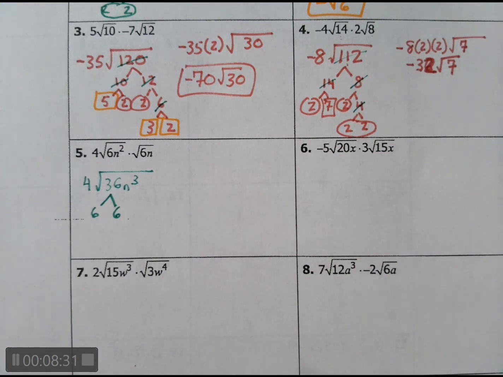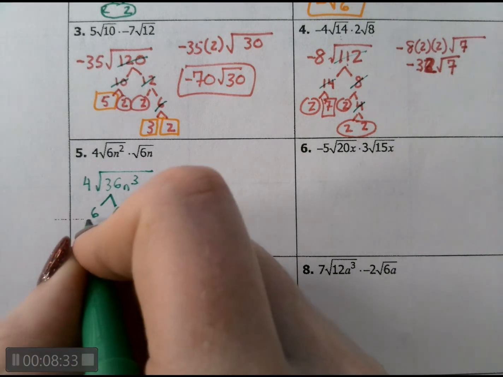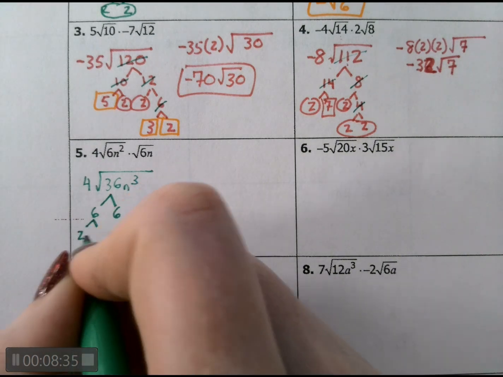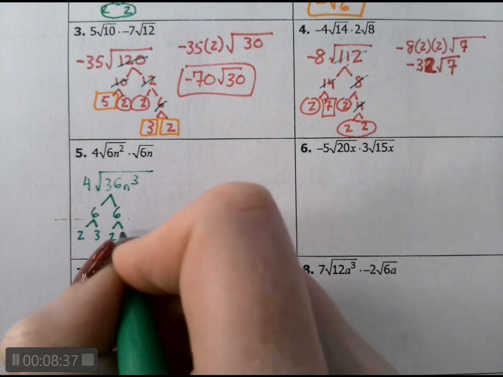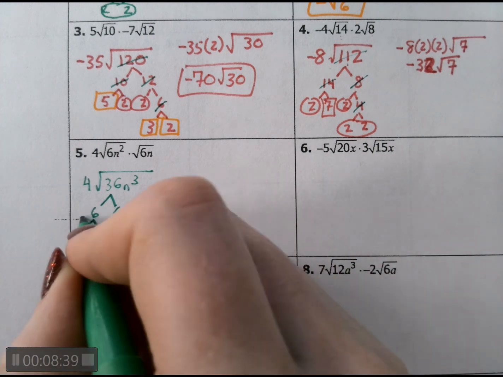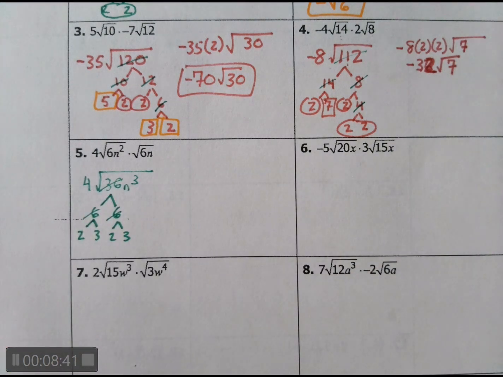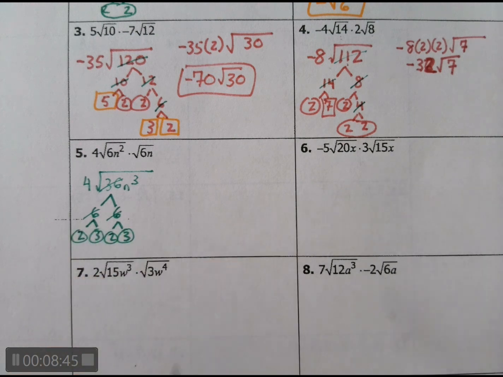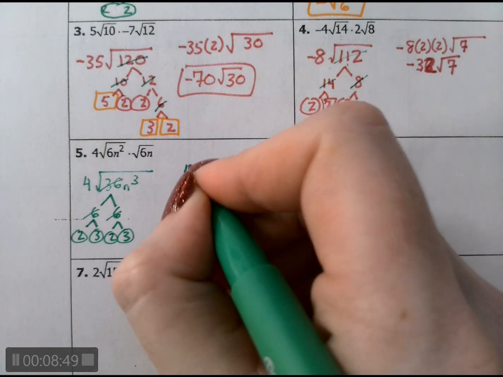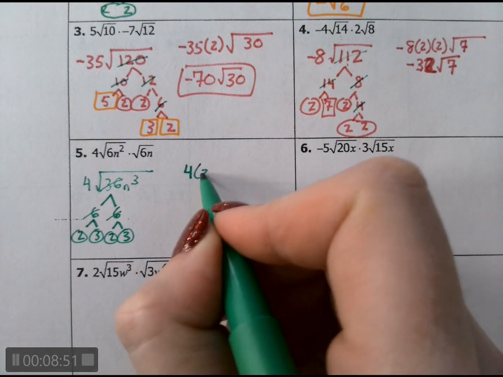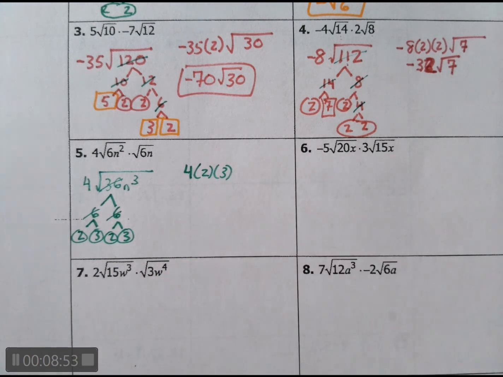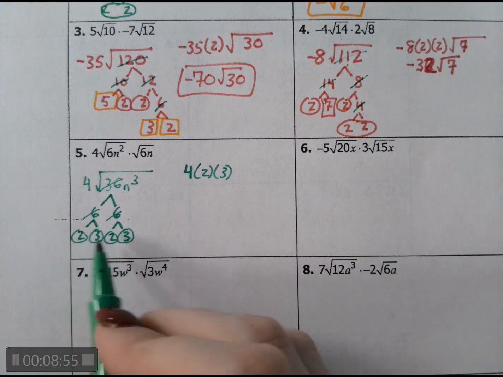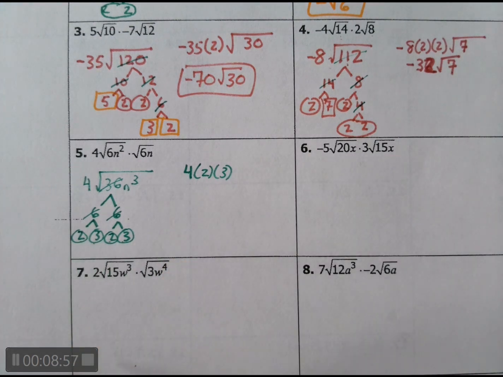For those of you who know what to do, go ahead and do it. The rest of us, 2, 3, 2, 3. Cross out because we used all of that. Alright, so we have pairs of 2's, pairs of 3's. So, just starting with the number, we have 4 times 2 times 3, because we have a pair of 2's and a pair of 3's.